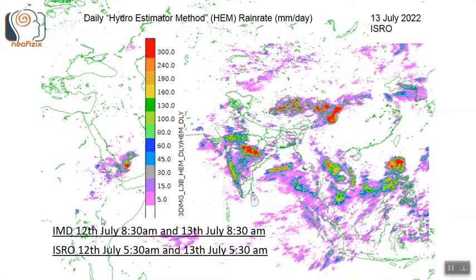So for the satellite images, July 13th means the time period between July 12th 5:30 am to 13th July 5:30 am. And for IMD, July 13th means, as noted earlier, the time period between 12th July 8:30 am to 13th July 8:30 am. So there is a mismatch of 6 hours between IMD and ISRO data. Only 18 hours of data between 12th July 8:30 am to 13th July 5:30 am is common.